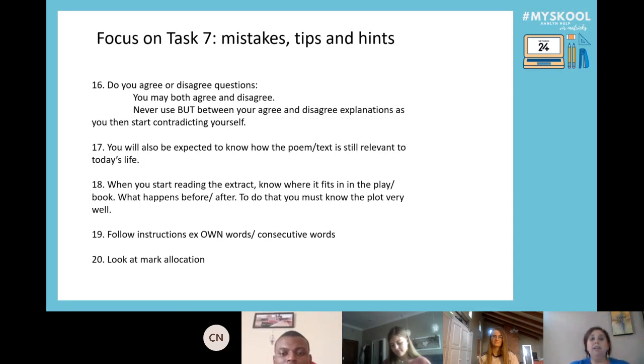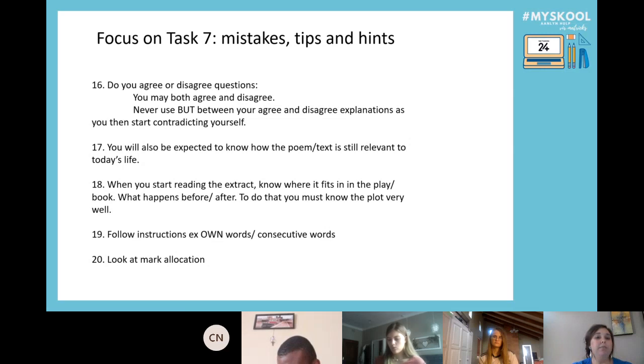When you start reading the extract, know where it fits in the play. People, you won't understand the context if you don't know where it fits. For that to happen, you need to know the plot very well. If you get a scene from the debate, for example, you have to know it's right at the beginning, right before they meet. If you get Mr. M's monologue, for example, you know that it's still in scene 1, where he talks about his hope. It's before the literature quiz has taken place.